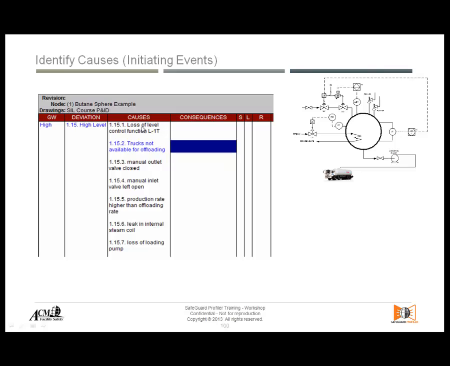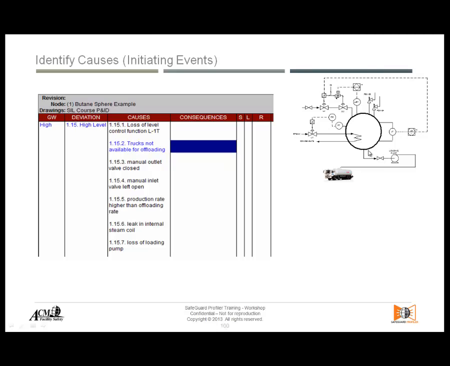Then the team starts looking for what can cause high level in the butane sphere, causing that scenario to develop and produce a two-phase flow through the PSV, which is not desired. So they analyzed and went through the causes. The first is loss of the level control function, LT1, level control 1, with the valve in here. Then we have manual outlet valve closed, trucks not available for offloading. According to the team, that would increase the level. Also, manual outlet valve left closed. So there's a manual outlet valve that's closed in there.